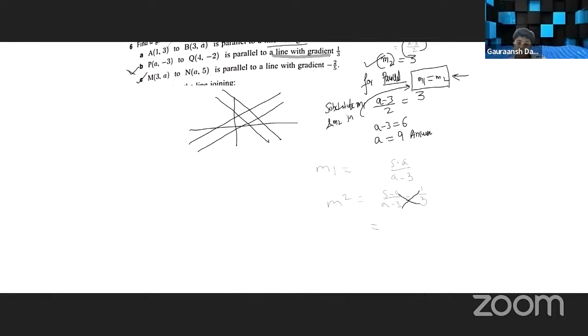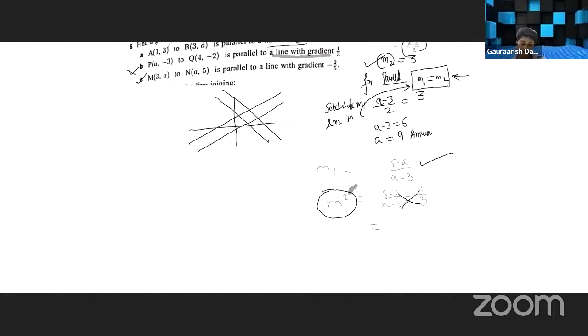Why have you written this? Wait, just give me one second. What is this? This step is not clear to me. So you calculate M, the first one. This is the M2, the gradient of the second line, no? No, but why are you multiplying it? The second gradient is 1 by 3 or minus 2 by 5? Which one are you doing? 1/3.